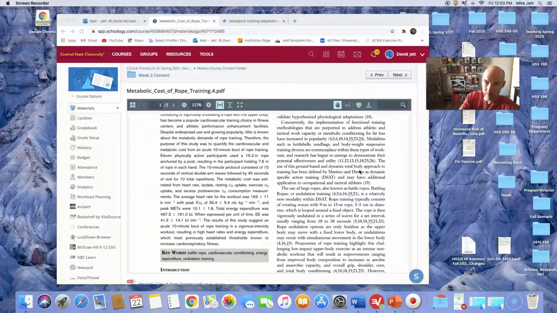So kettlebells. At one time they were new and they were effective. Sandbags, yes, new and effective. Bodyweight suspension training devices like a TRX, new and effective, okay? So what they've done here is they've cited that in the past, research was done to prove all of these other things worked, okay?